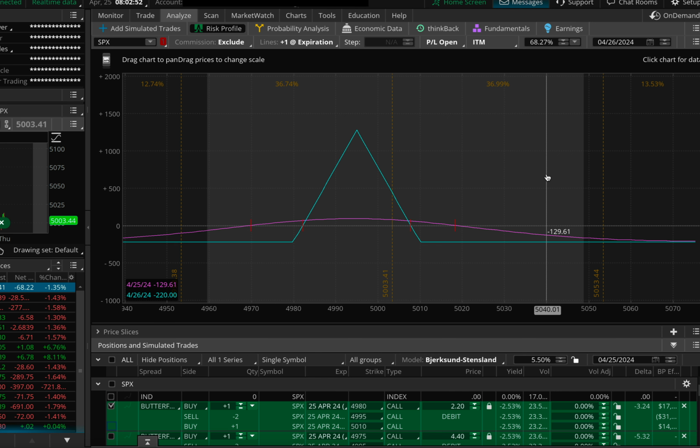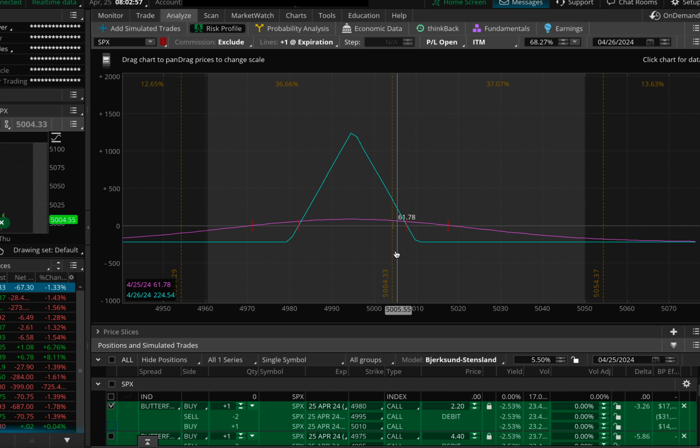Okay, here we are, 8 o'clock, check in. And here's our first version. This is the small width, 15-point wings. This one is inside the tent right now, showing a profit of around, let's say like $60.